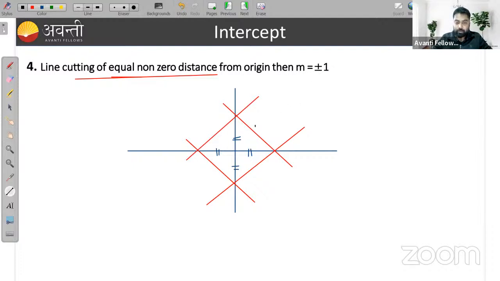Plus or minus 1. The slope of this line will be minus 1. Slope of this line will be 1. Slope of this line will be minus 1. And slope of this line will be plus 1.